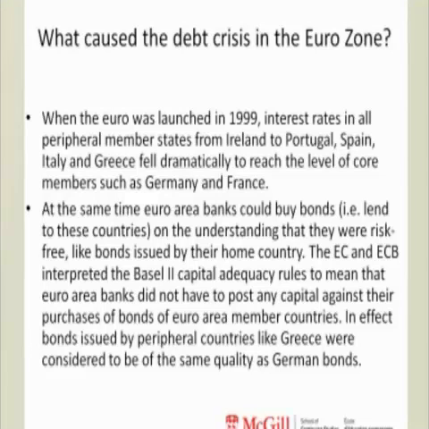At the same time, euro area banks could buy bonds, in other words, lend to these countries, on the understanding that they were risk-free, like bonds issued by their home country. The European Commission and the European Central Bank interpreted the Basel II capital adequacy rules to mean that euro area banks did not have to post any additional or separate capital against their purchases of Eurobonds of euro area countries. In effect, bonds issued by peripheral countries like Greece were considered entirely risk-free, of the same quality as German bonds, and could command the same interest rates as German bonds.